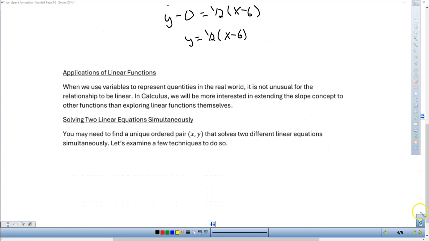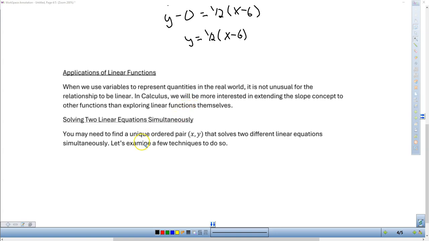Now, when we start talking about linear functions, these are often used to represent quantities in the real world. This is not unusual, that these relationships might be linear. Now, in calculus, we're more interested in extending the slope concept to other functions rather than necessarily looking at linear functions, but it's still good fundamental understanding for us to review. Where this might start coming in handy, though, is where we start talking about solving two linear equations simultaneously, because this might be something we need to apply in a greater scope.